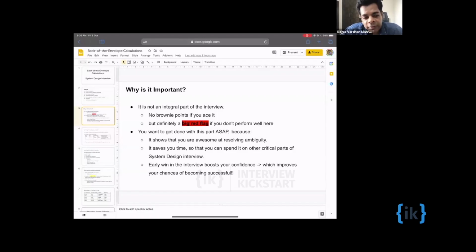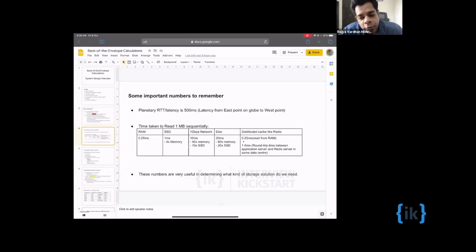Secondly, the most important thing, it saves you time, because you want to save the time and spend it on the other critical parts of the system design interview. And third thing, if you crack this thing early in the interview, then it will help you to boost your confidence. And once you have good confidence, it's very highly likely that you are able to translate it into a good performance. Okay, so with that, we go to the next part.